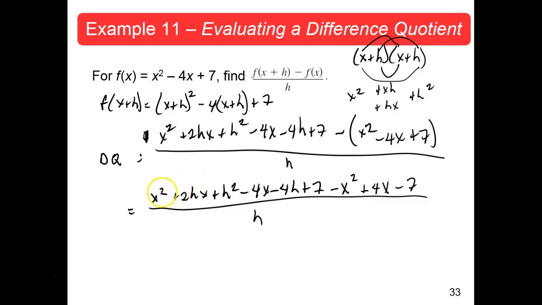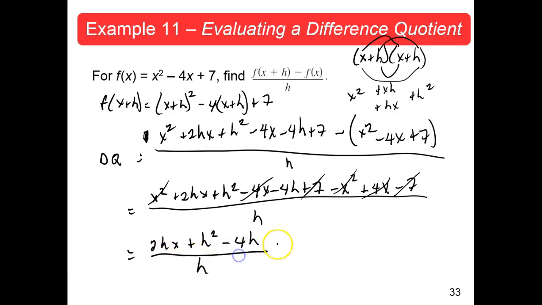Whoa, here. X squared minus x squared goes to 0. Anything else? Minus 4x plus 4x goes to 0. Plus 7 and minus 7 goes to 0. What do we have left? 2hx plus h squared minus 4h, and that's all, over h.